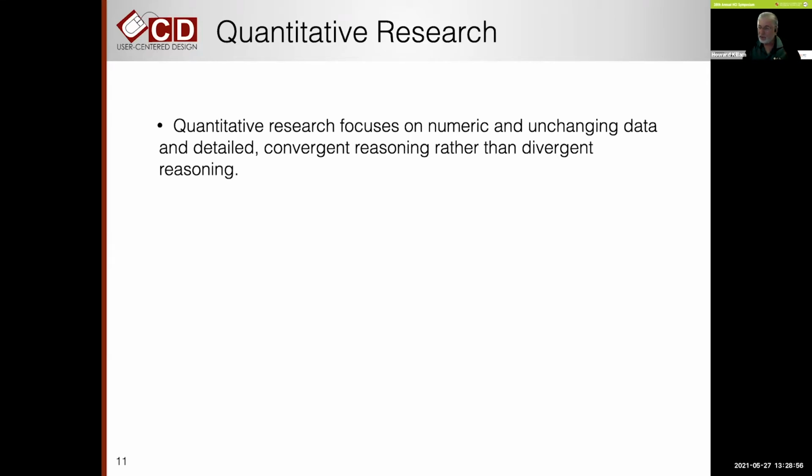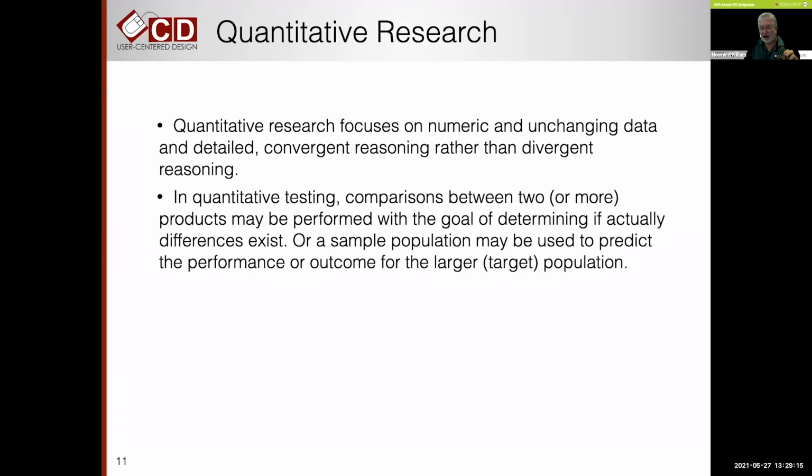You may know the term. If you don't know the term, you probably know the alternate term that's being used. But let me start with the formal term of quantitative evaluation. It's focusing on numeric and unchanging data. It's looking at convergent reasoning, not divergent reasoning. Sounds very complicated. The bottom line is that if you want to determine whether one product is actually different from another product, and you want to do that with some level of assurance, you have to do it in a way that is quantitative in nature.